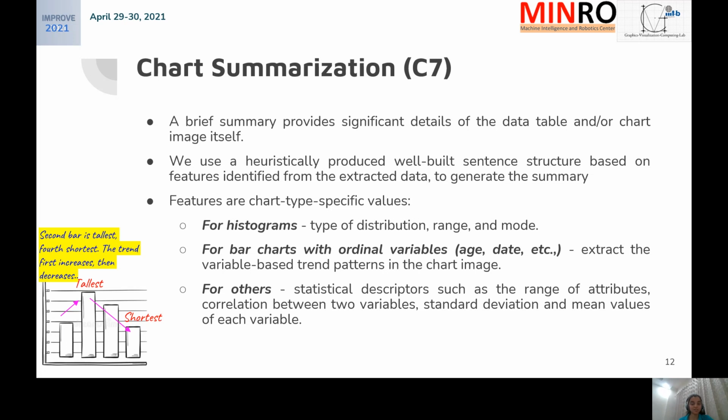We consider chart type specific features to generate the textual summary. For instance, in histogram, we include the distribution type, range, and mode information. For bar charts with categorical variables, we check for ordinal variable types like age, day, and date, etc. in the source image and extract the variable-based trend patterns in the chart image. Apart from these, we consider the statistical descriptors such as the range of attributes, correlation between them, standard deviation, and mean values based on the chart type.